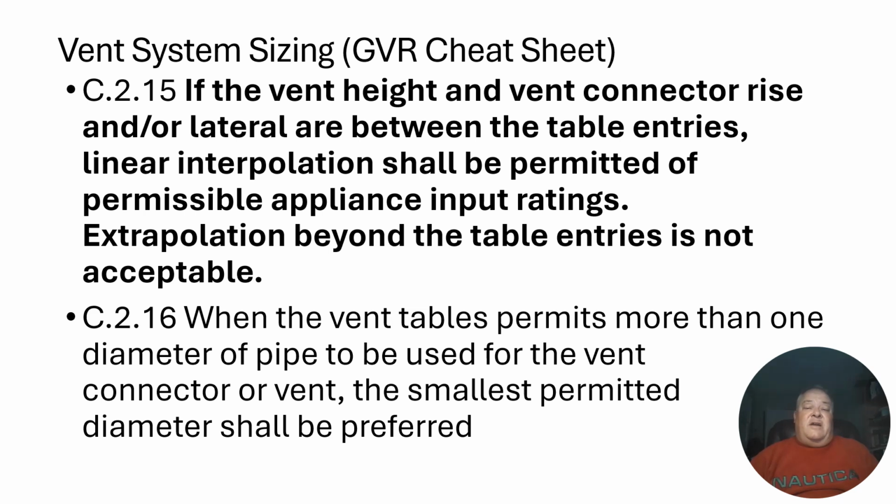If the vent height and vent connector rise and lateral are between table entries, linear interpolation is permitted. Extrapolation beyond the table entries is not acceptable. And as we mentioned, if more than one size is permitted, we always want to go to the smaller size. It's always preferred.